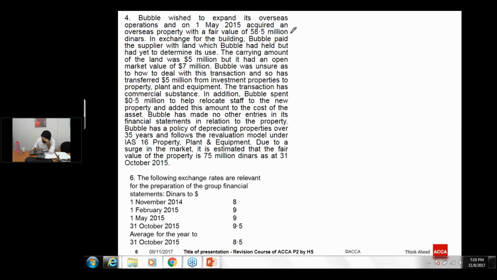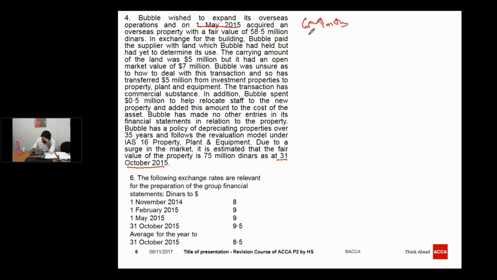Bubble wishes to expand its overseas operation on 1st May 2015 and the year end is 31st October. You can count the months: May, June, July, August, September, October, just 6 months before the year end. So Bubble wishes to expand its overseas operations and on 1st May acquired an overseas property with a fair value of 58.5 million dinars.